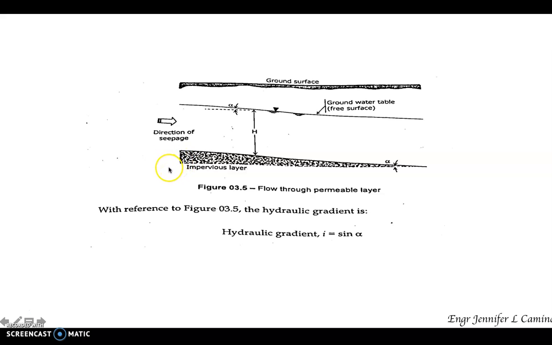So this is another illustration wherein we compute the hydraulic gradient for a flow through permeable layers. We have here a water table located within the soil layer, and to compute our hydraulic gradient, i is equal to sine alpha. Alpha is the angle of inclination of the groundwater table with respect to the horizontal.